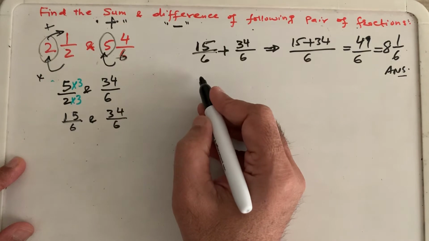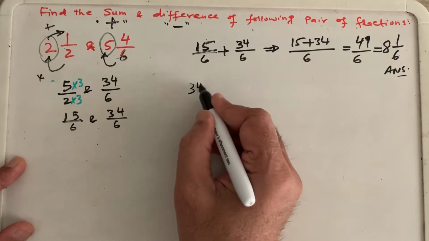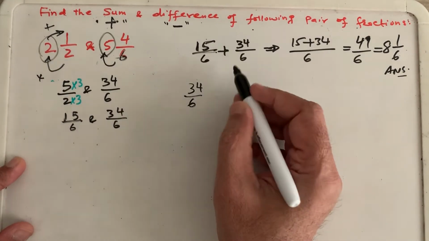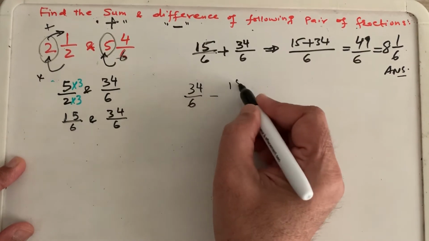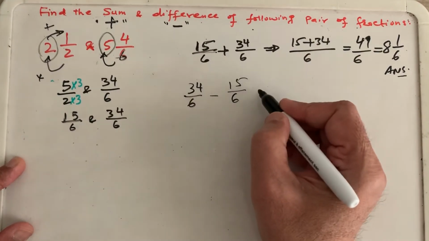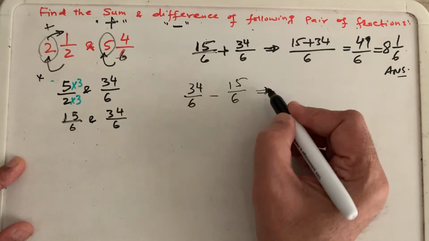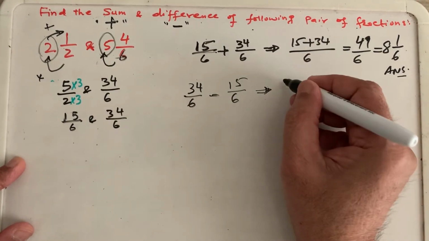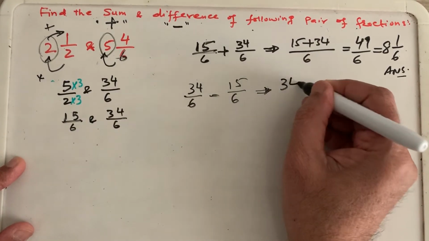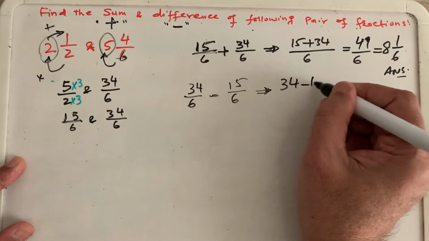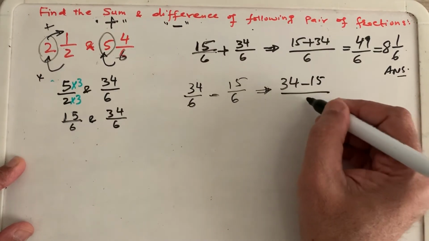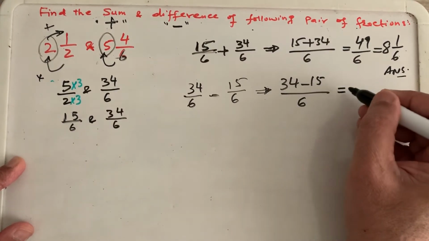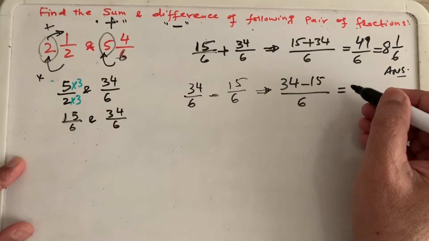So, and if you want to subtract, you can subtract. The bigger one will be here, 34 over 6 minus 15 over 6. Once you have the common denominator, it's very easy, because you can add the numerators or subtract the numerators like a normal subtraction. So 34 minus 15, if you subtract it, what do you get?